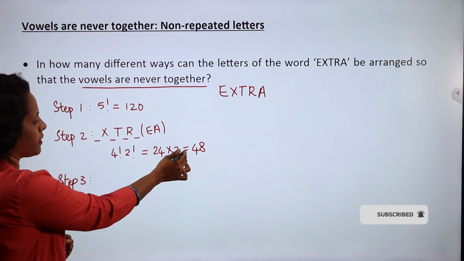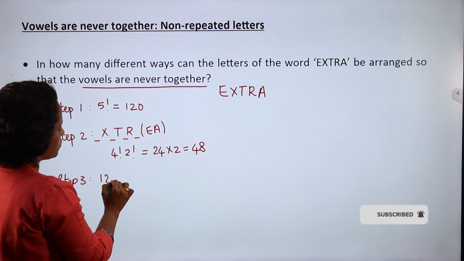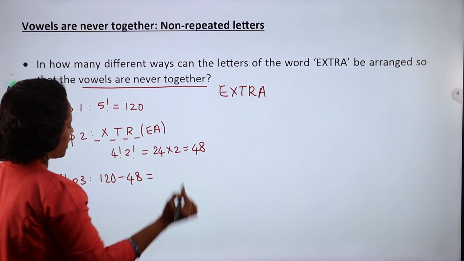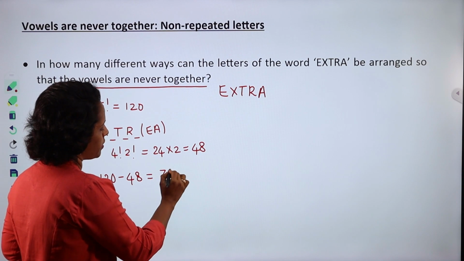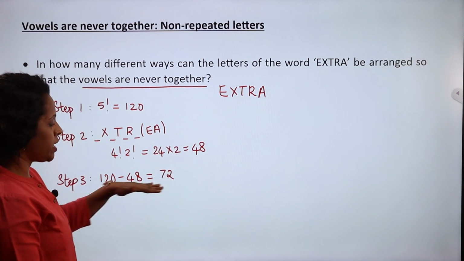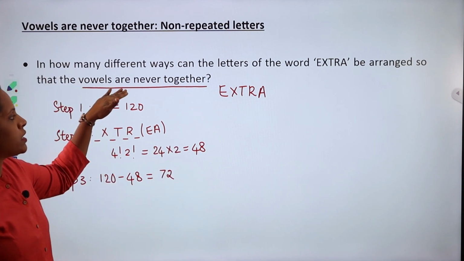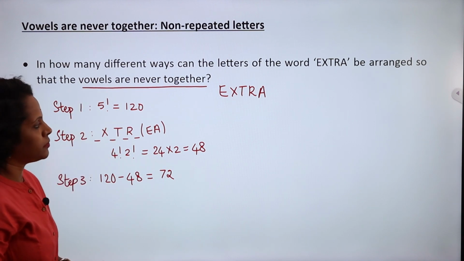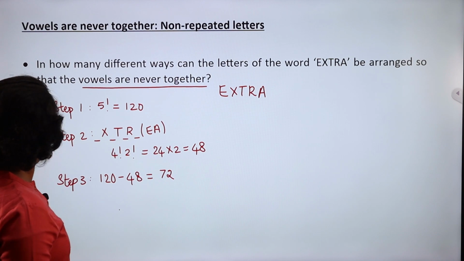This is step 3. Step 3 is subtracting this from this, right? So 120 minus 48. 120 minus 50 is 70, plus 2, 72. So 72 words can be formed in which the vowels are never together. Let's go to the next question.